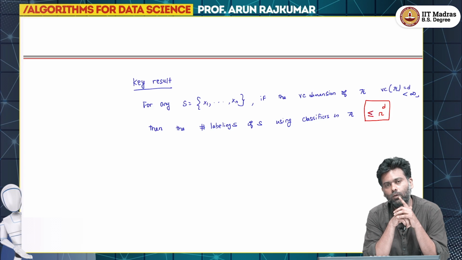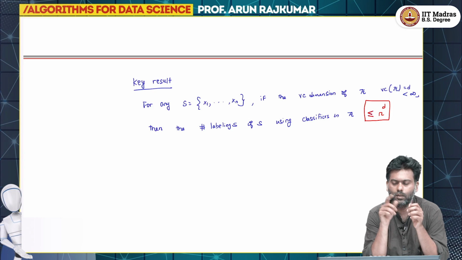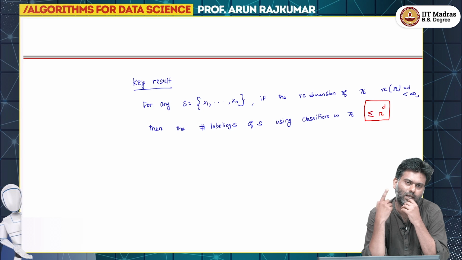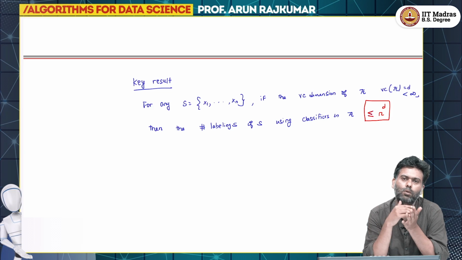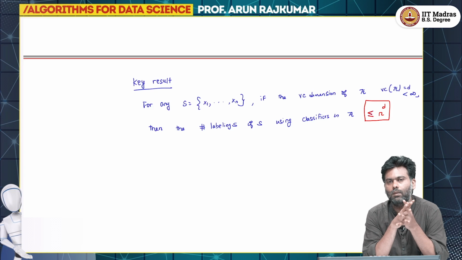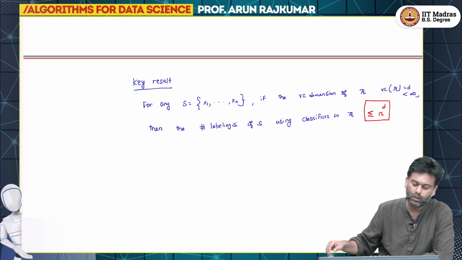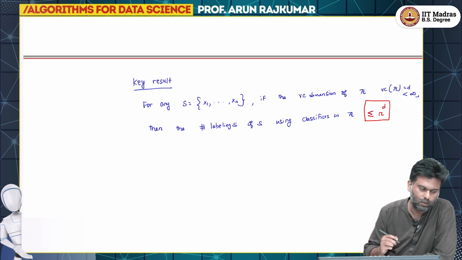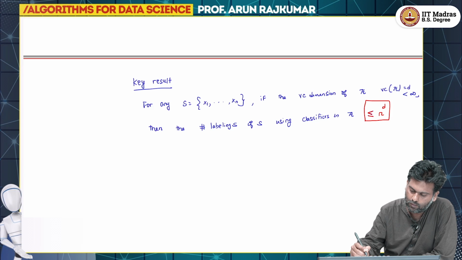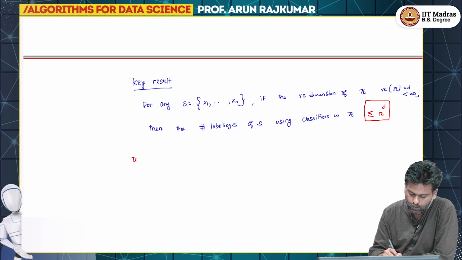Which means that to find out the number of labelings, you do not have to work out how many labelings there are, as long as you can work out the VC dimension, which is sometimes much easier to work out than the number of labelings. The moment I work out the VC dimension and know that it is d, that implies that the number of labelings is at most n to the d. And why is this useful? This is the final punchline.